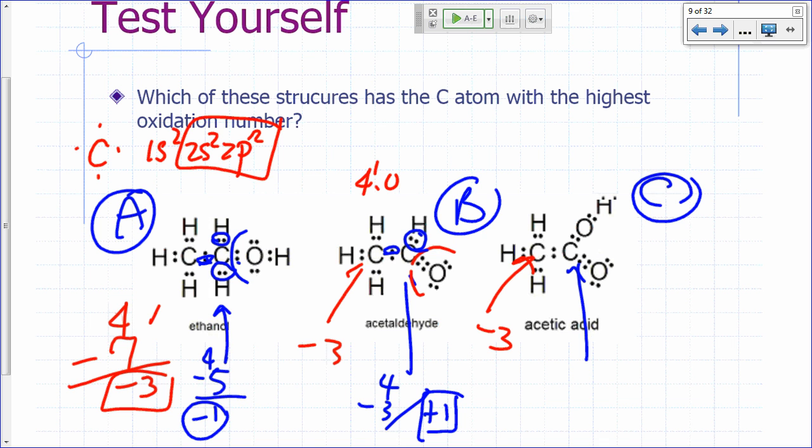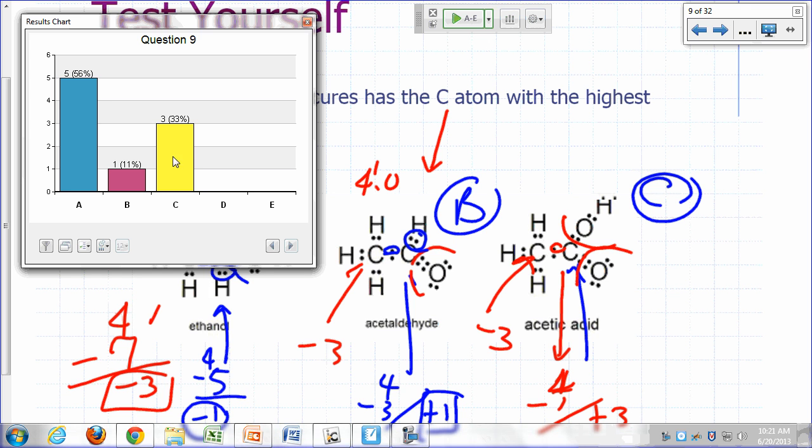How about this carbon right here? This one now belongs to oxygen. These two pairs belong to the oxygen, so it only owns half of that pair. So here it only owns 1. So 4 minus 1, it now has an oxidation number of +3. It appears to have lost 3 electrons. Here it appears to have lost 1 electron, and here it appears to have gained 1 electron in comparison to the neutral atom.